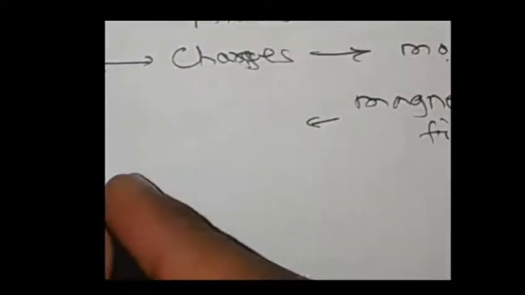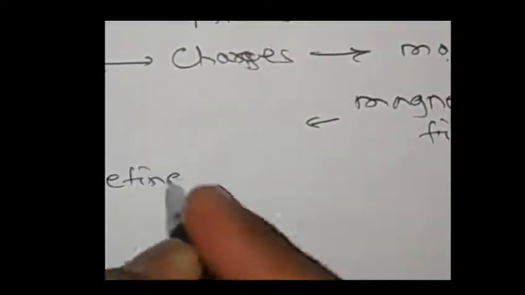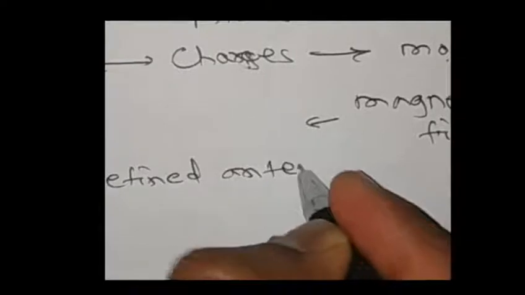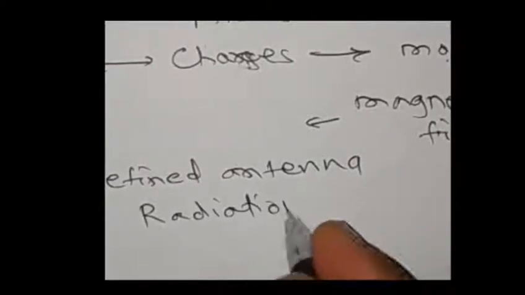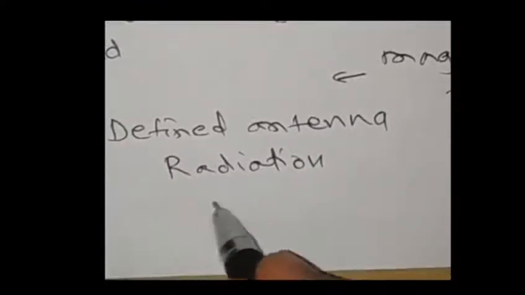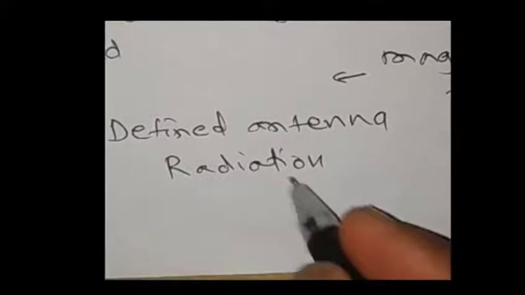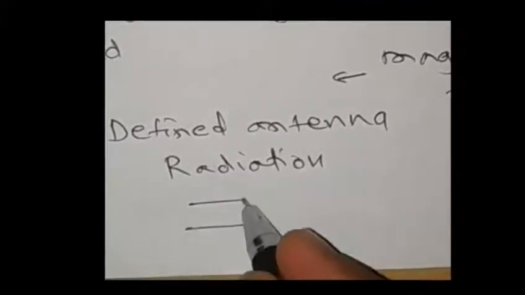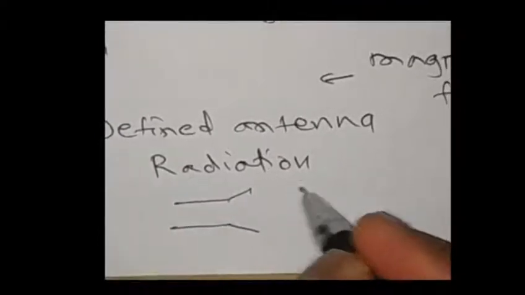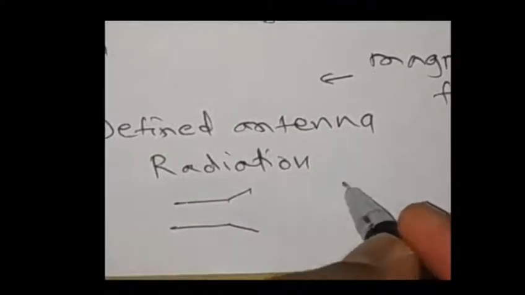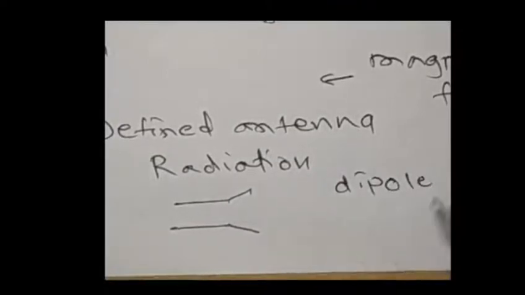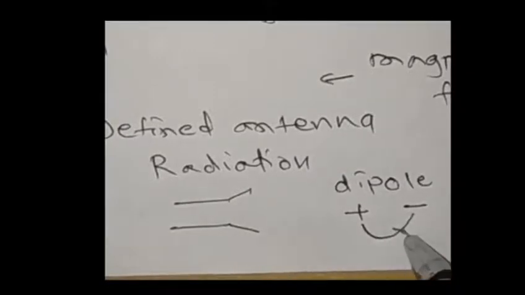In the previous video, we defined the antenna. We studied how radiation takes place with the example of the diagram shown with the help of a transmission line and antenna structure. So this was the transmission line and this was the antenna structure. We studied the radiation mechanism with the help of a simple dipole and the positive and negative charge carriers and associated field lines.